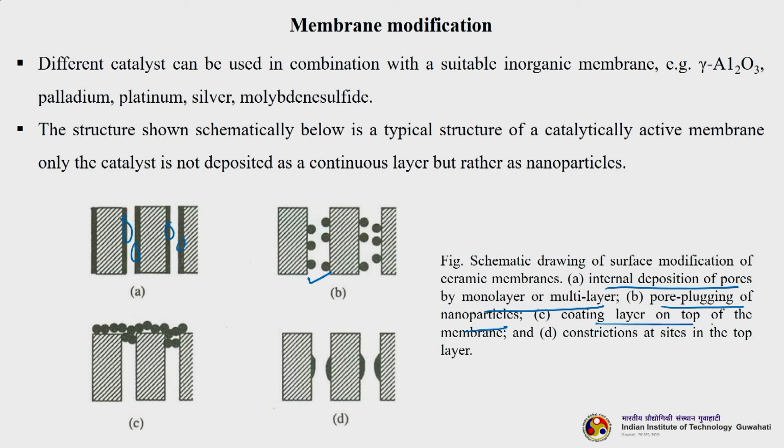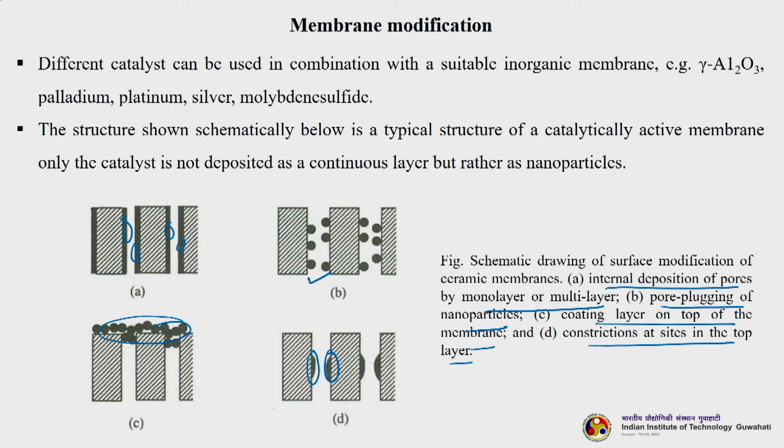Third one is a coating layer on the top of the membrane. Okay, so you are coating on the membrane surface, and some of the particles may get inside the pores also. And fourth is actually the latest development here, the constriction at sites in the top layer. Now, certain particular groups or particles are imparted, or let us say they are deposited, inside the pores like this. So, they are forming constrictions. They may be catalysts, they may be some other functional groups.